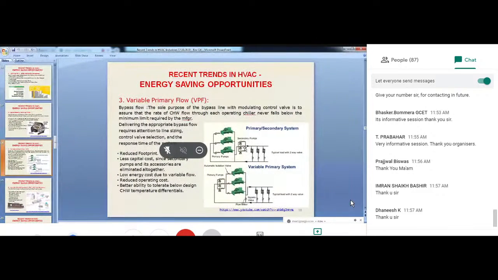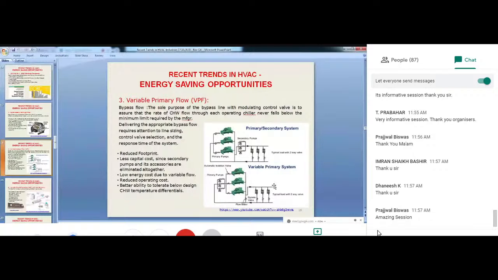See, this is the pumping side. Okay, this is the pumping side, upstream and downstream. We used to call it the production side as well as the distribution side or load side.